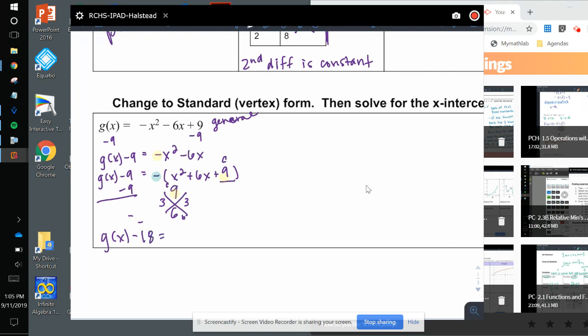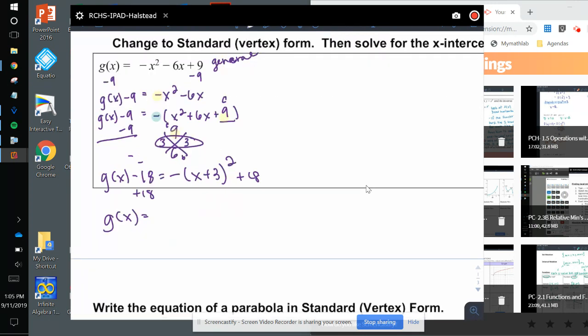Is equal to negative x plus 3 squared. I can see what my factors are in the middle of my big X. And then I'm going to add my 18 back to the other side. So g of x is equal to negative x plus 3 squared plus 18. That is my standard form / vertex form.